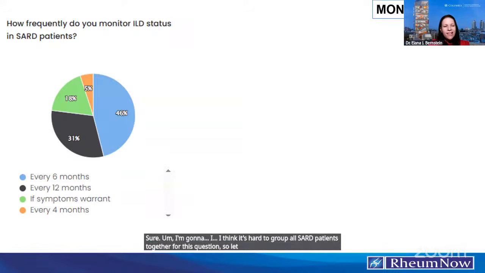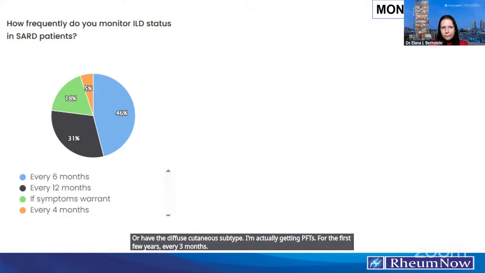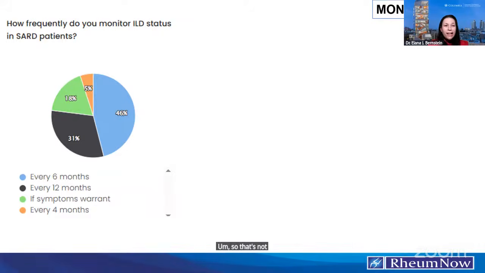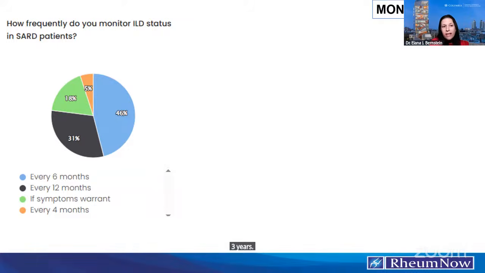So let me focus on scleroderma for a minute. In my scleroderma patients with ILD who are at high risk for progression, so those are patients who are SCL70 positive or have the diffuse cutaneous subtype, I'm actually getting PFTs for the first few years every 3 months. So that's not even an option here. And once they're stable for maybe a good 3 years, then I'll space out their PFTs to every 6 months. I'm certainly not getting an HRCT every 4 or 6 months.